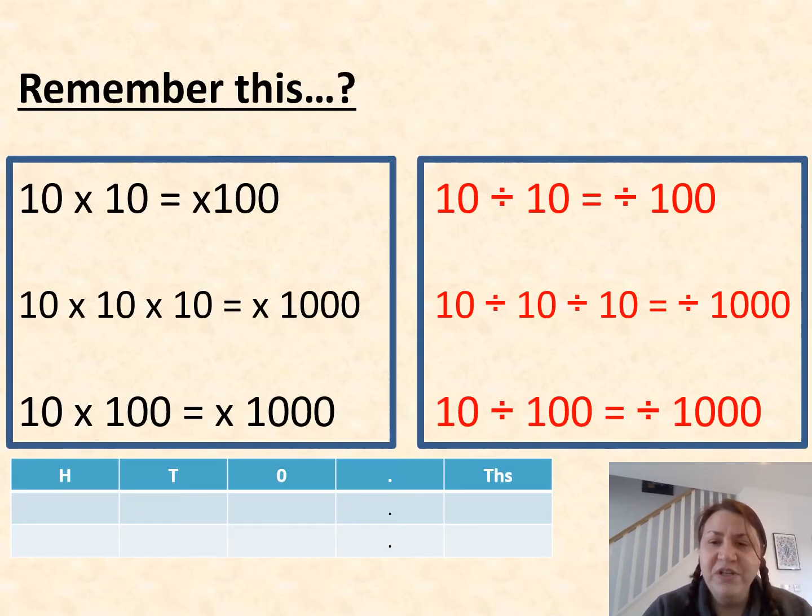Right, so before we start, do you remember when we looked at decimals, and using our sliders, we looked at that if you times something by 10 and then times it by 10 again, it's the same as timesing it by 100. And if you times something by 10 and then by 10 again and then by 10 again, it's the same as timesing it by 1,000. Or timesing it by 10 and then timesing it by 100 is the same as timesing it by 1,000.